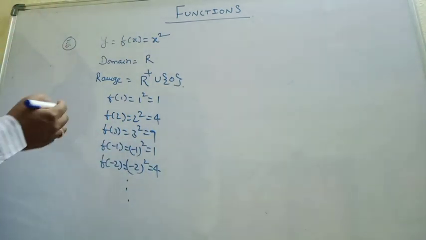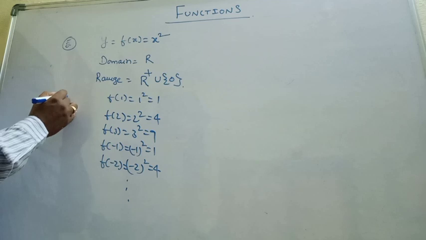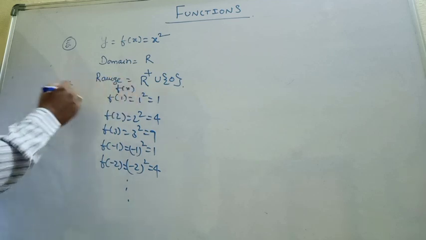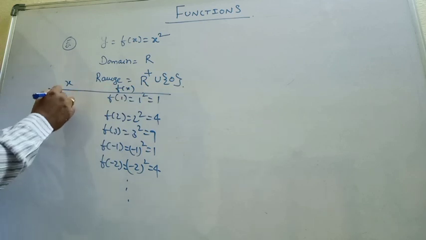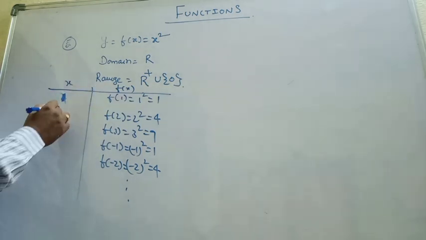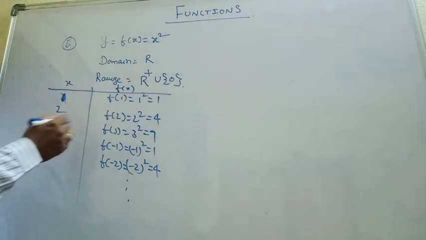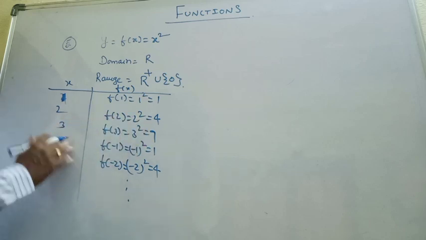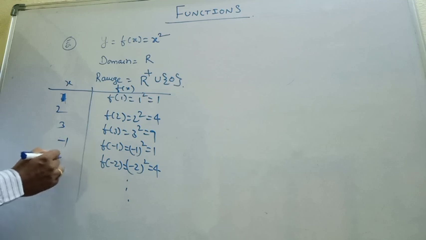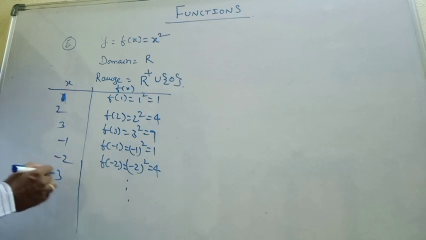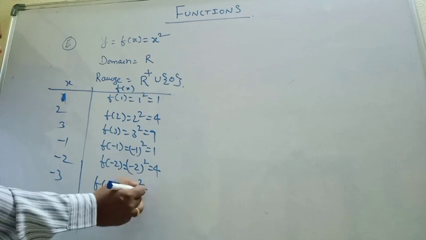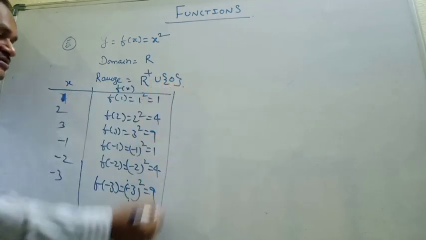As I have told you, suppose x is 1 here. Here we have x, and this is f of x. If x is 1, f of 1 is 1. If x is 2, f of 2 is 4. If x is 3, f of 3 is 9. And this is minus 1, f of minus 1, minus 2, and this is minus 3, f of minus 3 equals minus 3 square, that is 9. You have it like this, right?